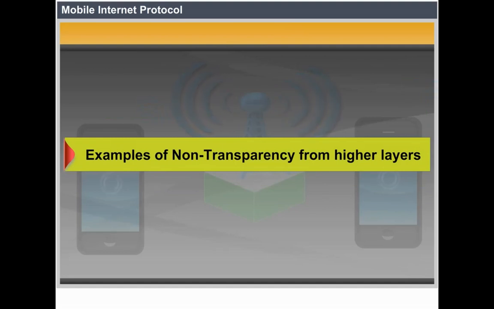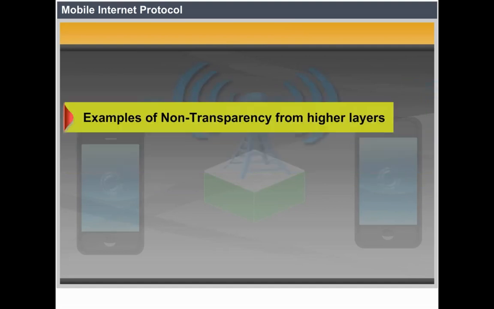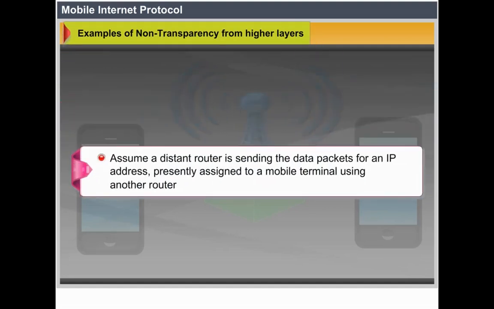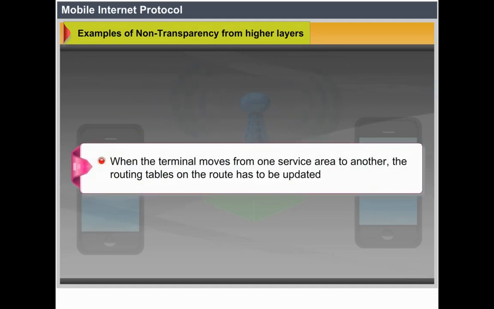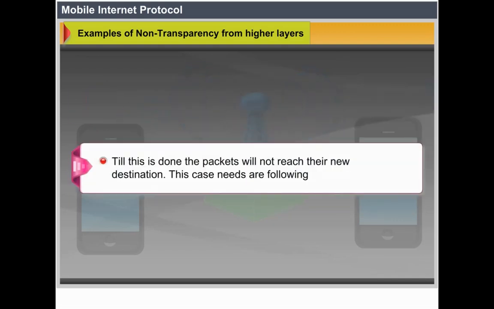Example of non-transparency from higher layers. Assume a distant router is sending data packets for an IP address presently assigned to a mobile terminal using another router. When the terminal moves from one service area to another, the routing tables on the route need to be updated. Till this is done, the packets will not reach their new destination.